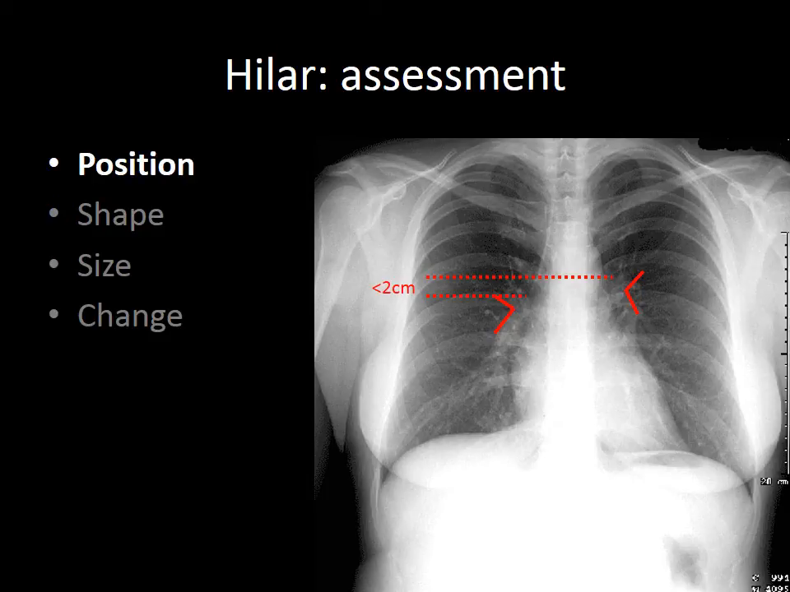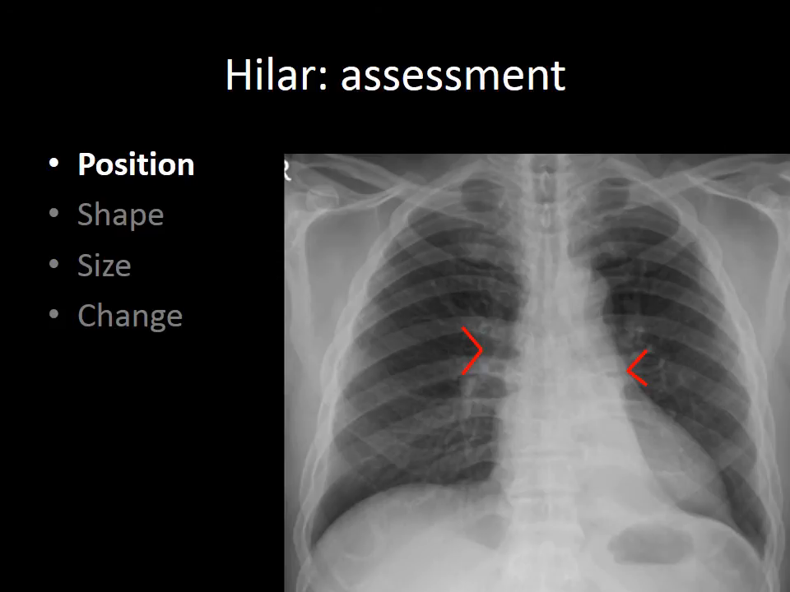With respect to hilar position, the left hilum should normally be somewhere between the same level as the right hilum and 2 centimeters higher than the right hilum. In other words, the left hilum should never be lower than the right hilum or higher than the right hilum by over 2 centimeters.